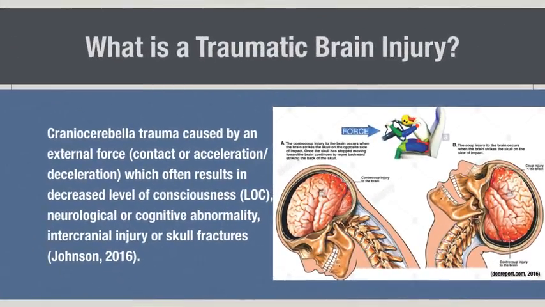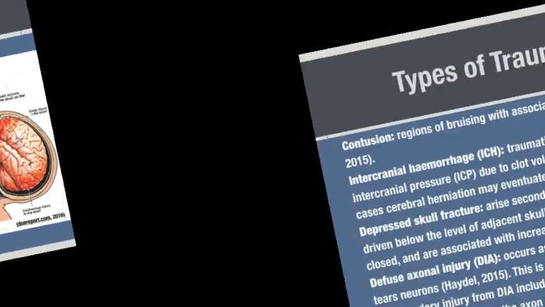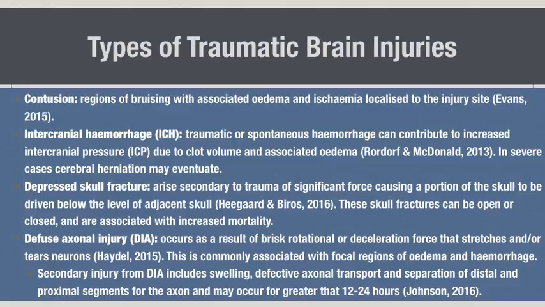A traumatic brain injury is craniocerebral trauma caused by an external force, such as contact, acceleration, or deceleration, which often results in decreased level of consciousness, neurological or cognitive abnormality, intracranial injury, or skull fractures. Types of traumatic brain injury include contusions, intracranial hemorrhage, depressed skull fractures, and diffuse axonal injury.